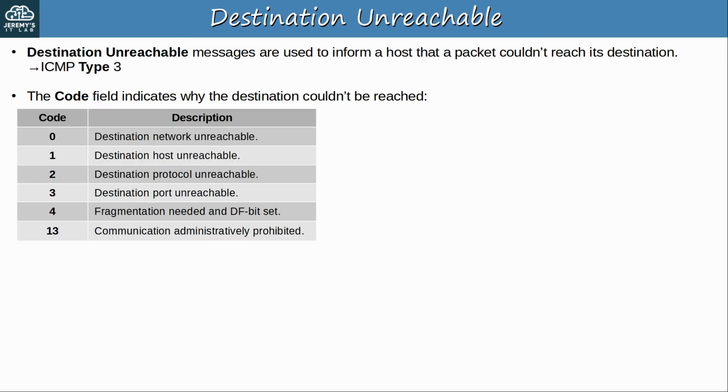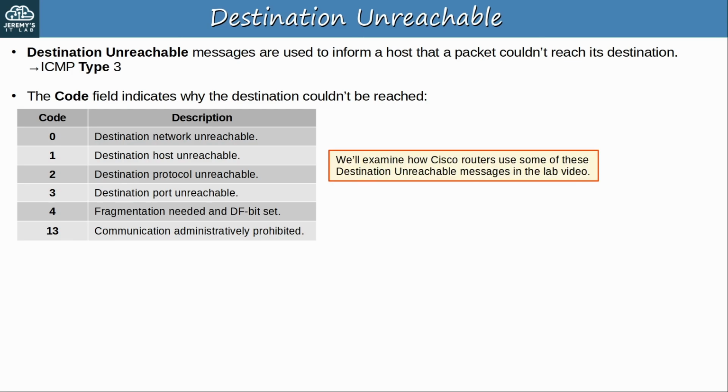The code field indicates why the destination could not be reached. Here are a few of the codes you might find. For example, 13 at the bottom means communication administratively prohibited. A router will send that message if it drops a packet because of an ACL. We'll examine how Cisco routers use some of these Destination Unreachable messages in the lab video, so I won't get into details now.